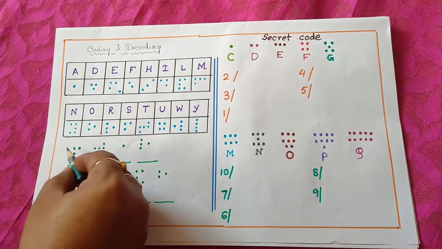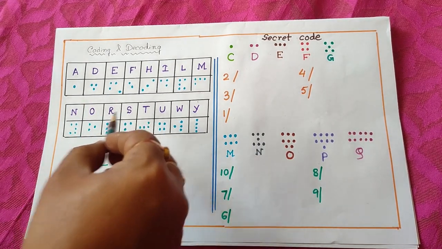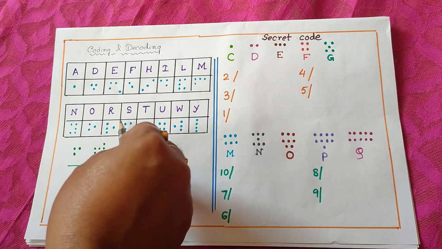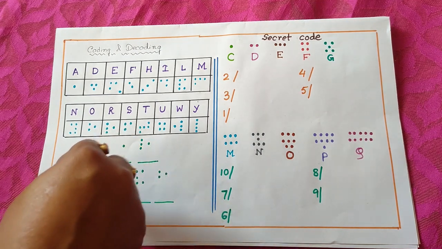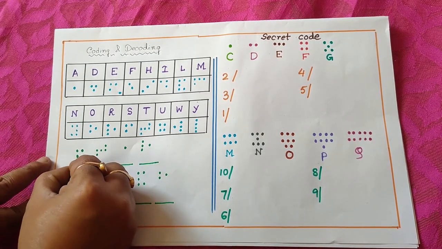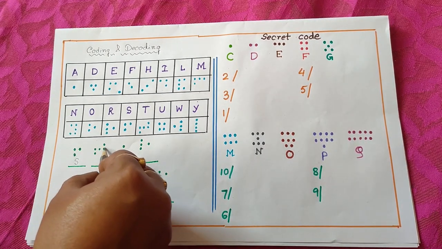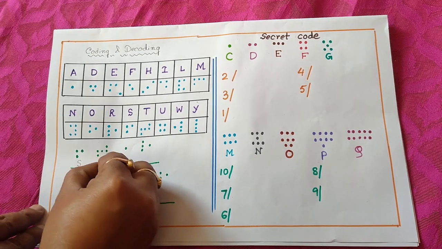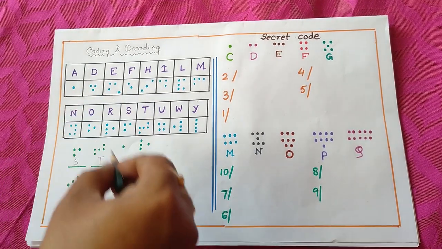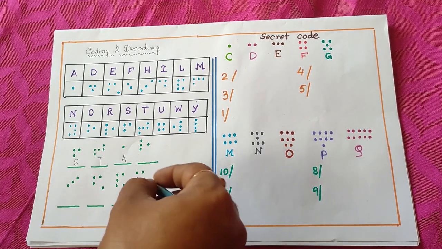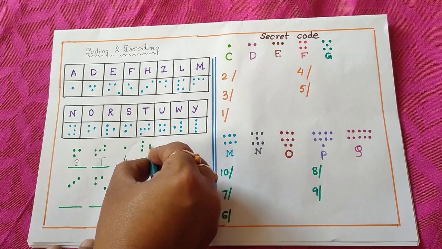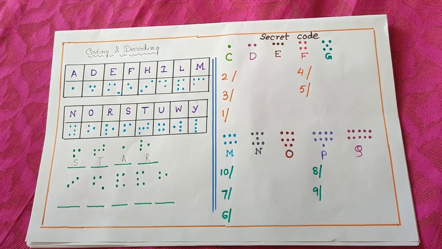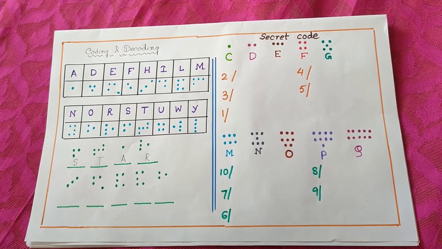So let us do it. First, you see these three dots. If you very carefully see, in S we have these three dots. 1, 2, 3, 1, 2, 3. So this will be S. Similarly, this pattern of dots, if you can see, is in T. Next, a single dot is A. And finally, this dot, 1, 2, 3 and this one. So, 1, 2, 3 and this one. This is R. So the first word we got out of decoding is STAR.